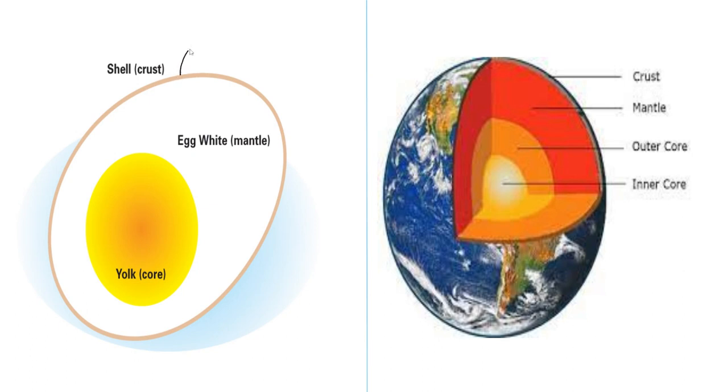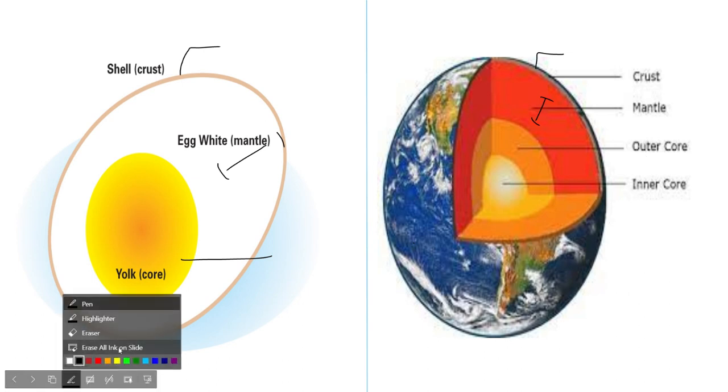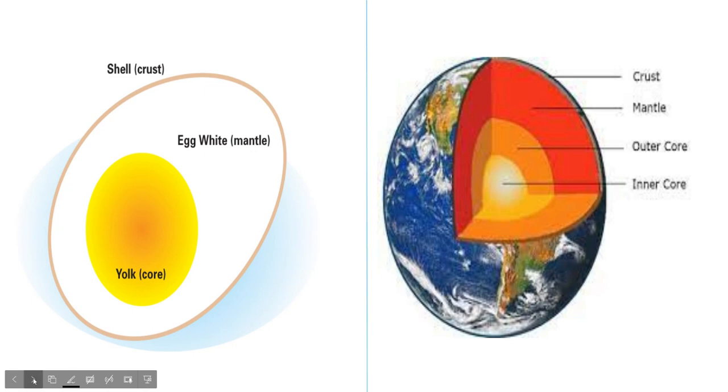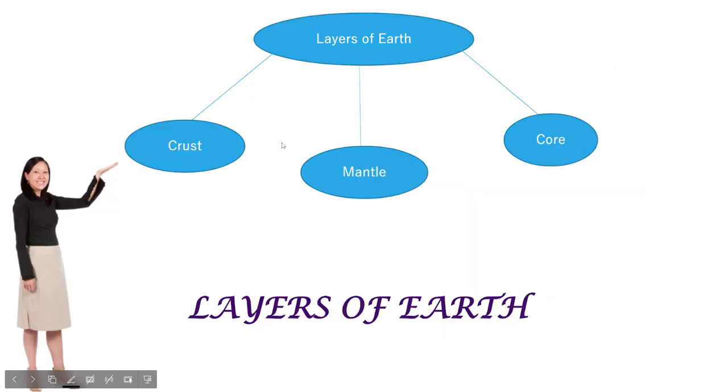First we have the shell, which is similar to the crust. Then we have the egg white, which is similar to the mantle. Then we have the egg yolk, which is similar to the core. They are a bit similar, but not that much. So the layers of earth are crust, mantle, and core. These are the layers of earth.